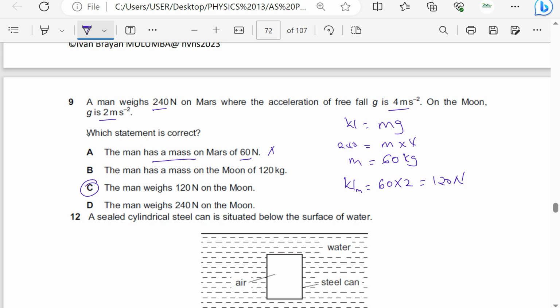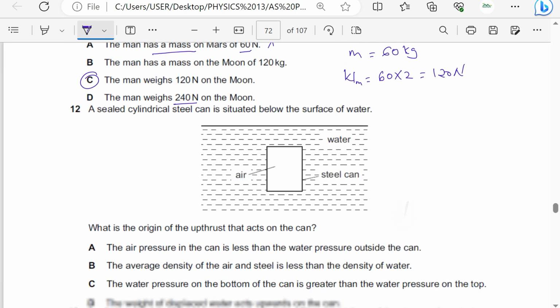I may not check D. The man weighs 240 newtons on the Moon. You can't weigh the same on the Moon as on Mars, since g is different. So the answer is C.